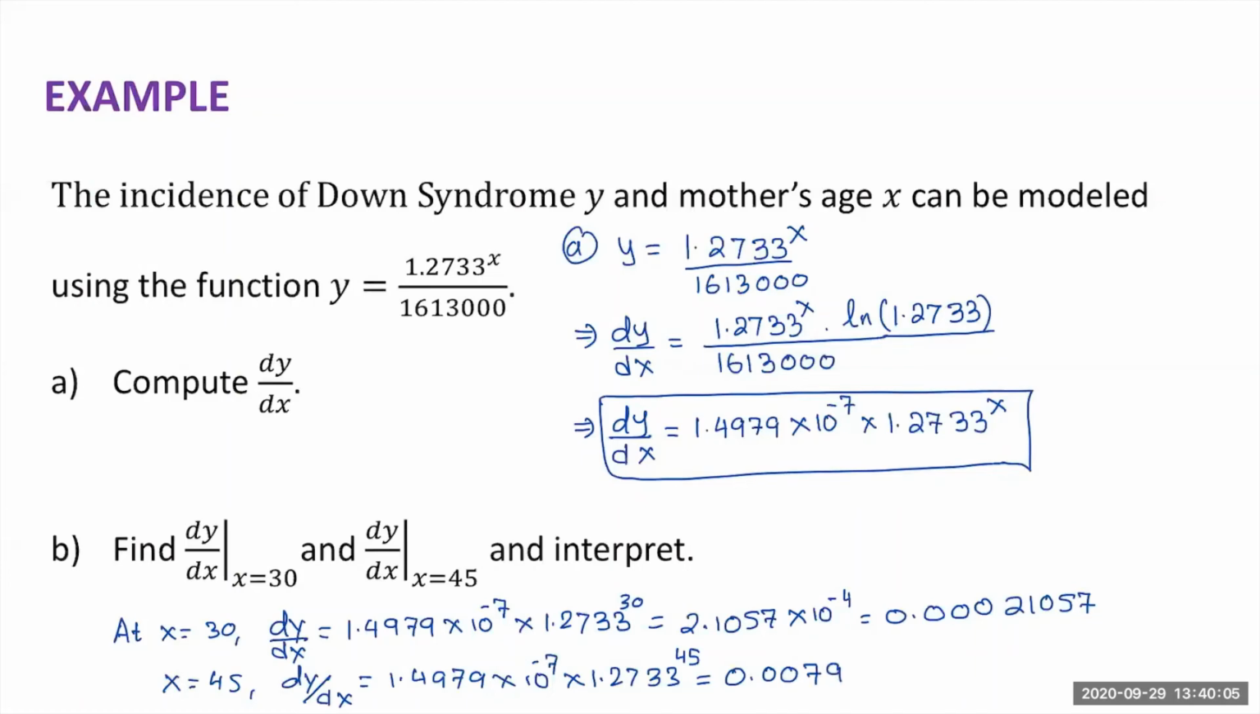If you simplify this using a calculator, the result is approximately 0.0079. So you can see at the age of 30, that was the rate of change, but at the age of 45, the rate of change has increased. Here you have 0.000 and then 21057. At the age of 45, it is 0.0079. So the incidence of Down syndrome seems to increase with age.